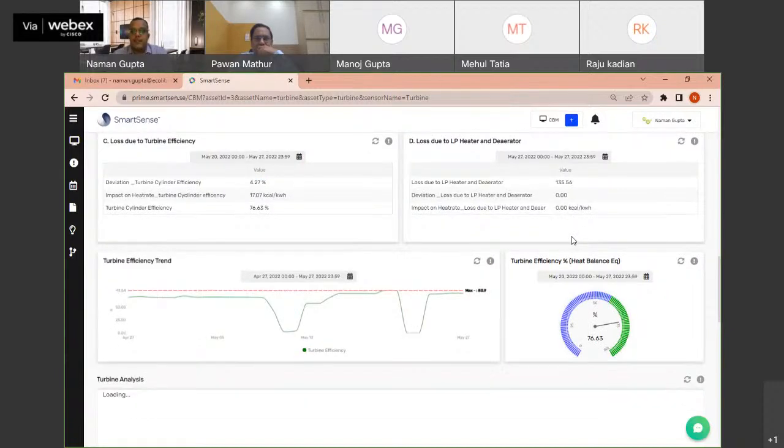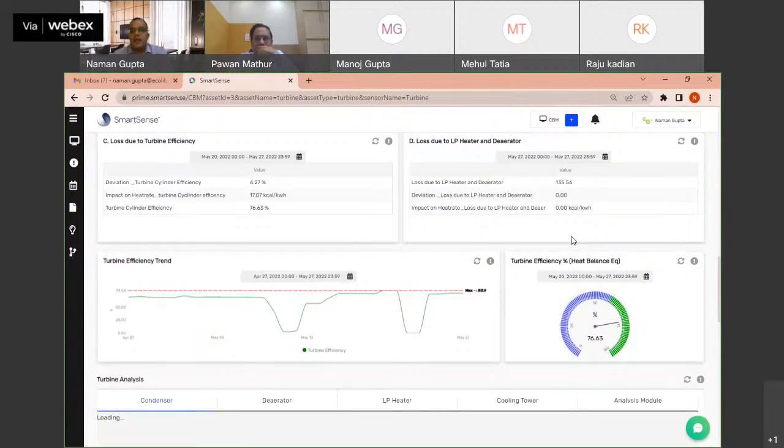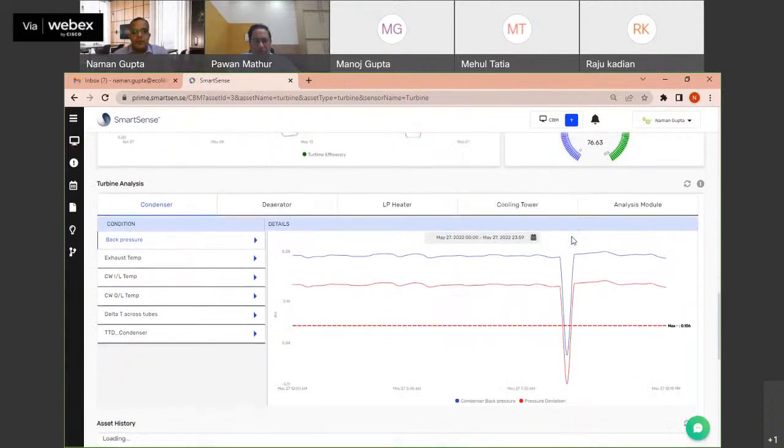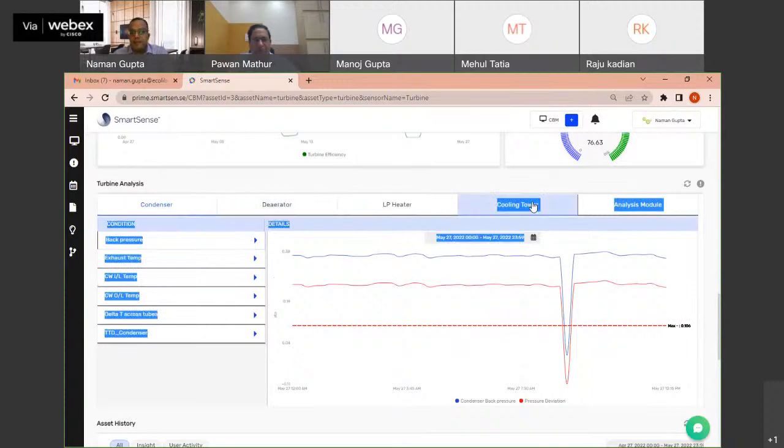And the basic difference between a historian or an existing monitoring system is that it can hold the data up to 3 months only. But on this platform, you can access the data of an entire year. So that's where the data analytics layer chips in. And as I was telling you, there are different parts like condenser, deaerator, LP heater, cooling tower analysis, etc.